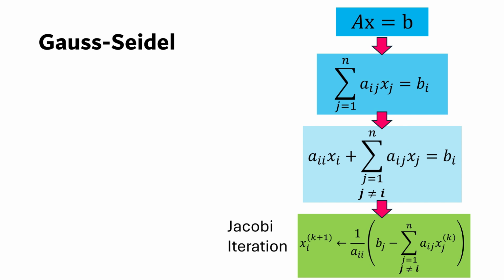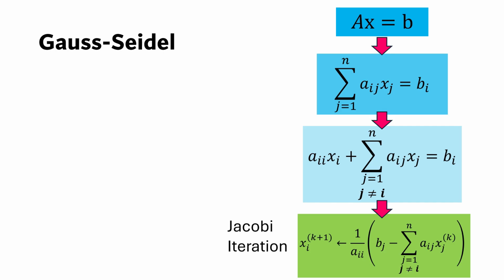The Gauss Seidel method is a modified version of the Jacobi method. It allows using the updated values of x as soon as they are computed in the same iteration. And because of this change, the Gauss Seidel method often converges faster than the Jacobi method.